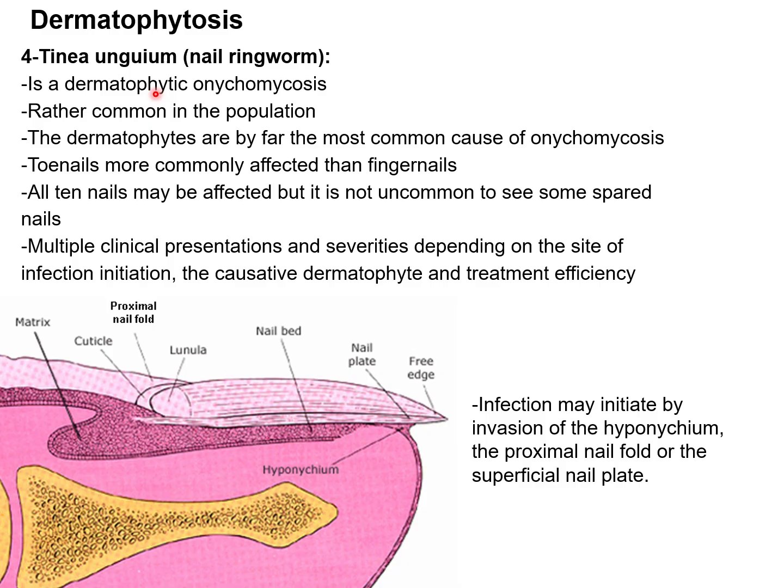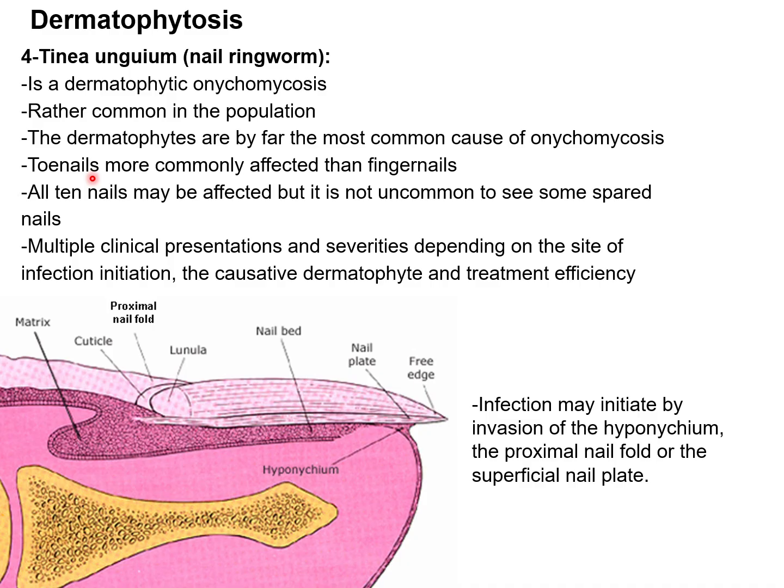There are some bacterial agents that can cause nail infections. If it's a fungal agent, we call it onychomycosis. If it's specifically a dermatophyte that is causing the onychomycosis, we call this tinea unguium. And this is a quite common type of infection in the population. The most common agents to cause this are the dermatophytes. More commonly, you see the toenails affected rather than the fingernails.